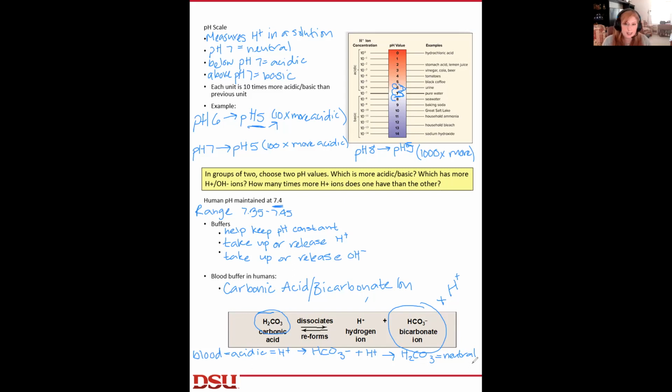If something gets too basic, it'll be like, whoa, we got way too many bicarbonate ions happening out here, so we need to release more hydrogen protons by breaking apart so that more hydrogen protons are present to balance out the blood.